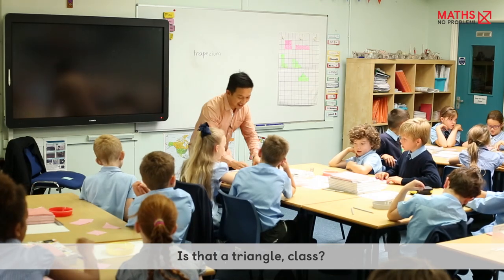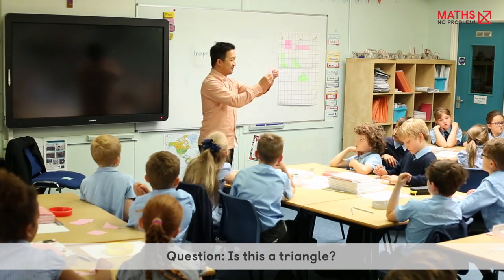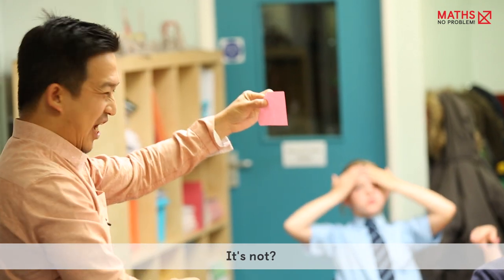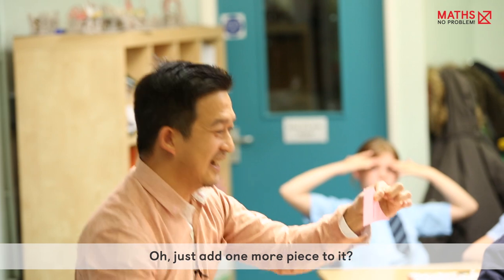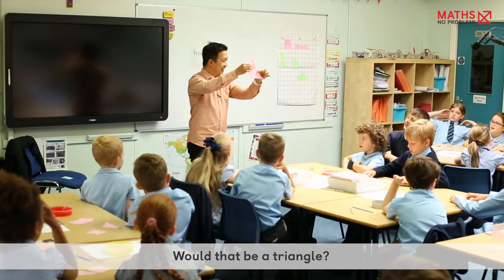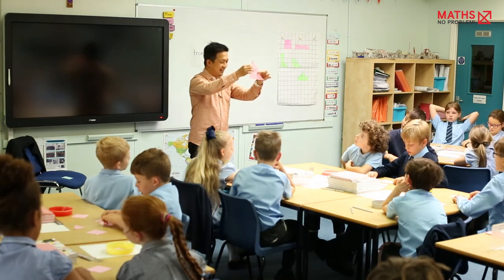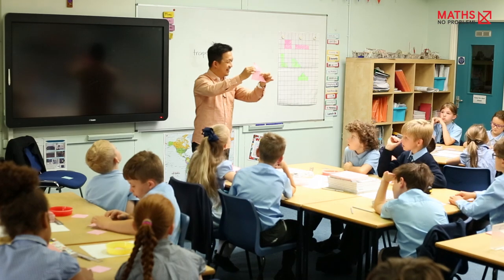Yeah. Is that a triangle, class? Yeah. Question, is this a triangle? It's not? Oh, just add one more piece to it. Like so? Would that be a triangle? No. Yes. It's got four sides, but no, it's got three sides.